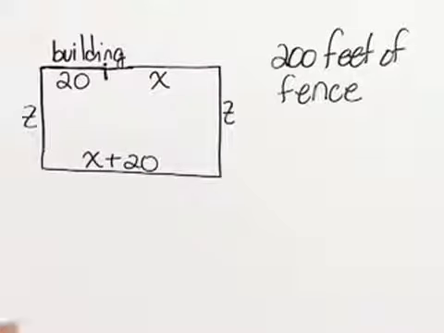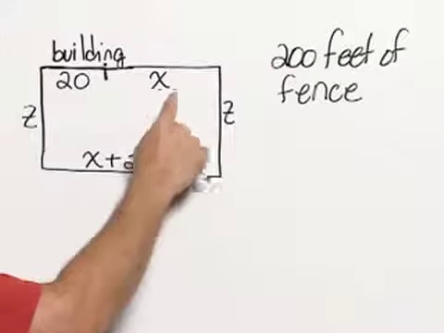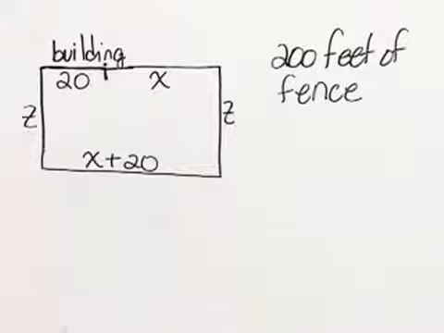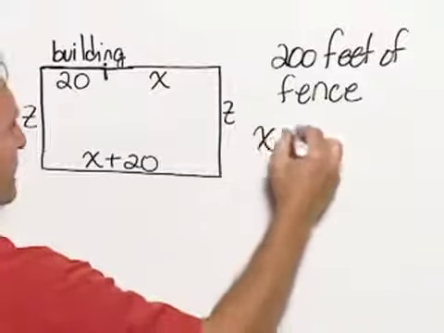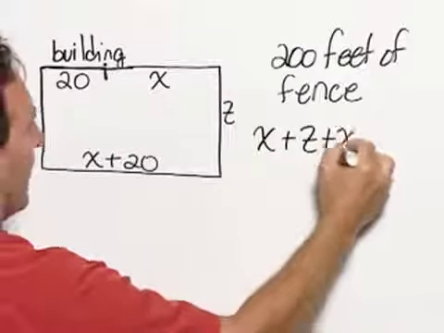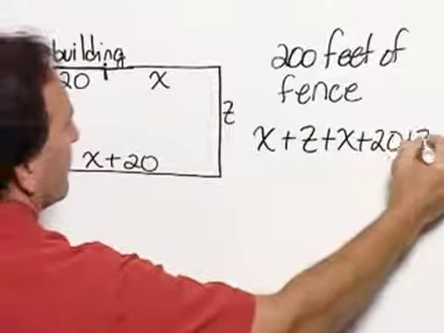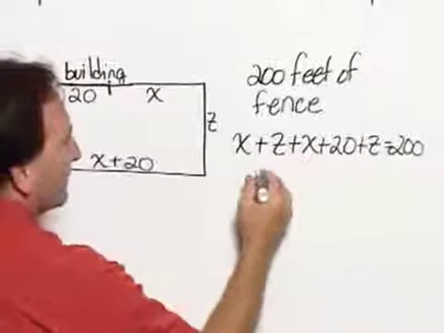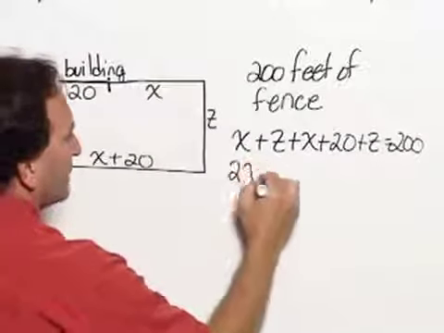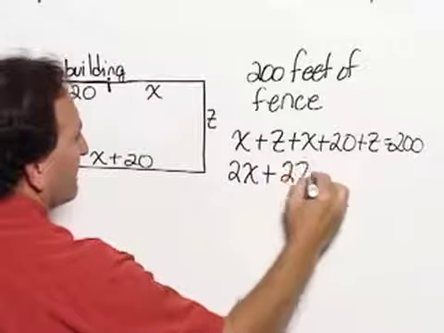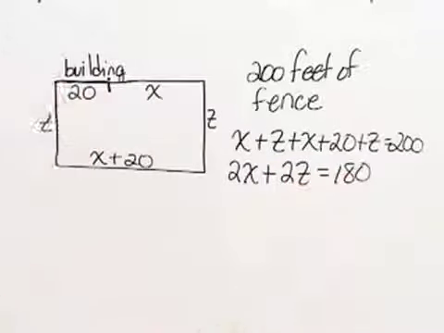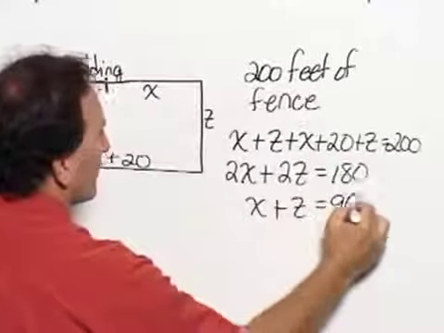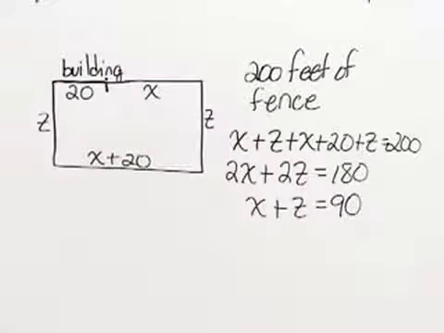So what we know is when we add up the x, z, x plus 20, and the z, that will have to be 200 feet. In other words, x plus z plus x plus 20 plus z equals 200. And so, simplifying that a little bit, subtract 20 from both sides, add the x plus x and the z plus z, and we get 2x plus 2z equals 180. Dividing through by 2, we get that x plus z is 90.